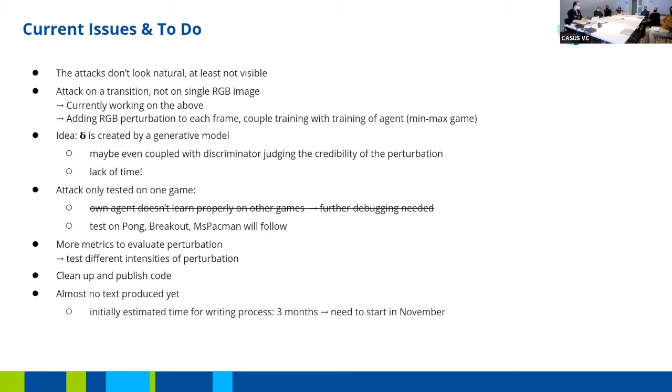And that is, of course, a problem. And I have to write in the master thesis why I didn't achieve this, and why I think this is problematic, or where the problem actually lies. And the attack is for a transition, as I've shown you on the 4 grayscale images, and not on the single RGB image.